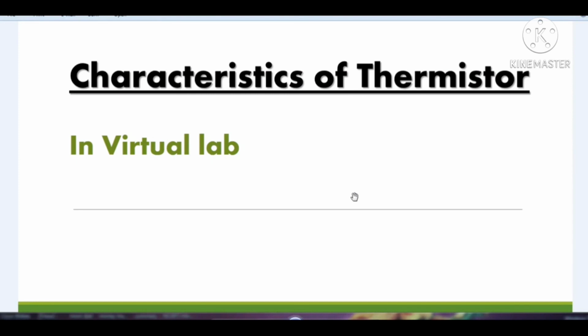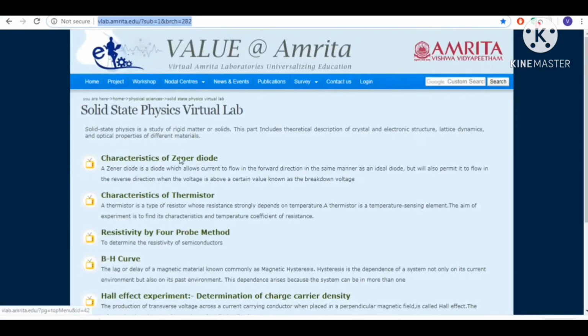Experiment, and the name of the experiment is characteristics of thermistor. To perform this experiment, we will go to the page of virtual lab, vlab.amrita.edu. There is a list of experiments. I click on the characteristics of thermistor.